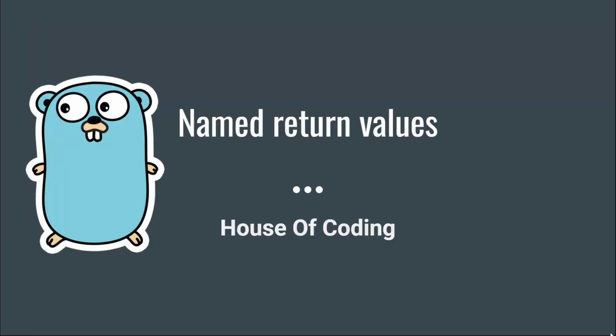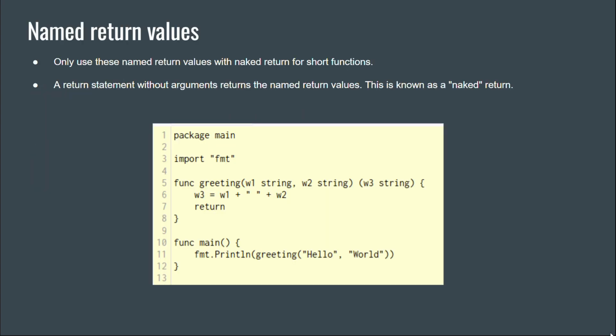Hello everyone. In this lesson, we are going to discuss named return values in Golang. If you have a function that only has a few lines of function body, you can use these named return values. A return statement without any arguments returns the named return values. This is known as a naked return. In this example, we don't have any arguments in the return statement, so it will return the value of w3. This type of return statement is known as a naked return.